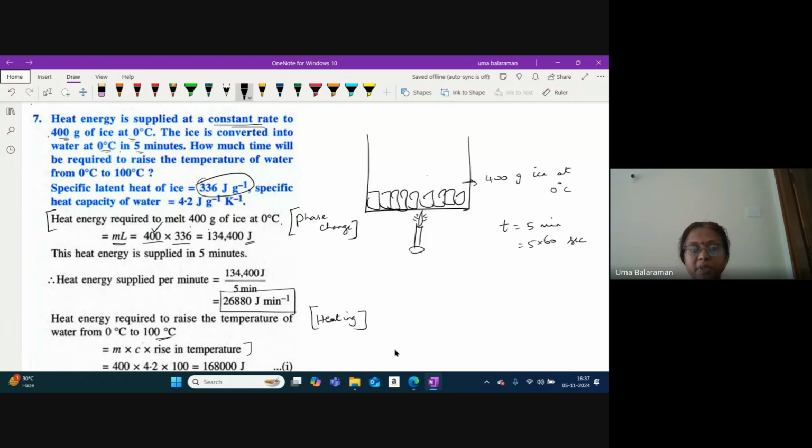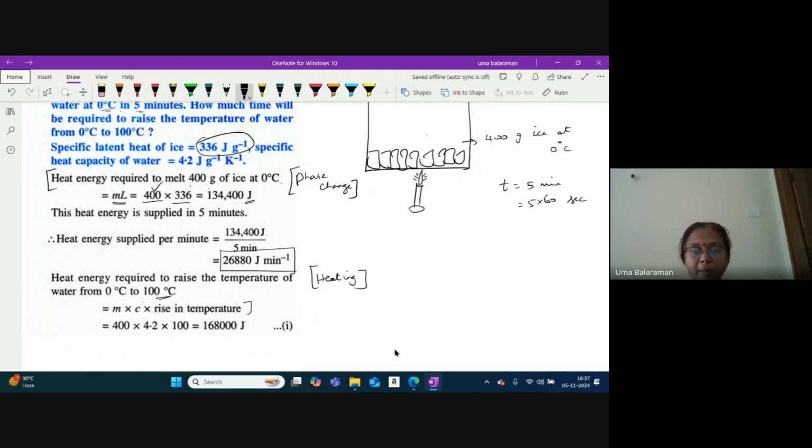So we have to use mc delta T. The same energy is used to raise, at the same rate, so we should find out: if you want to raise 400 grams of water to 100 degrees Celsius, you need this much energy. What is the time required?